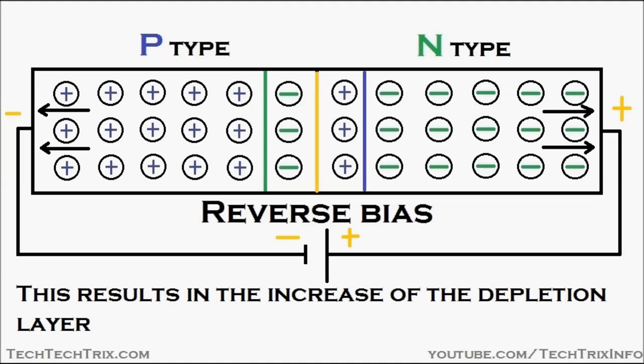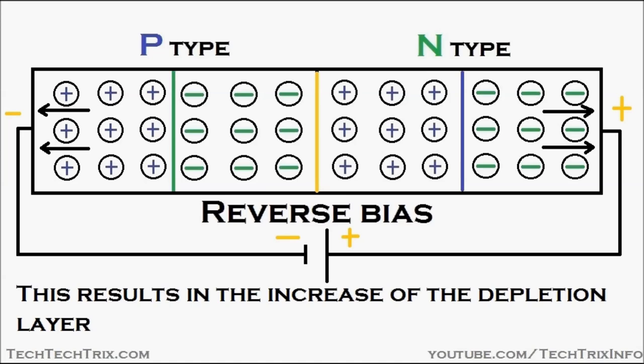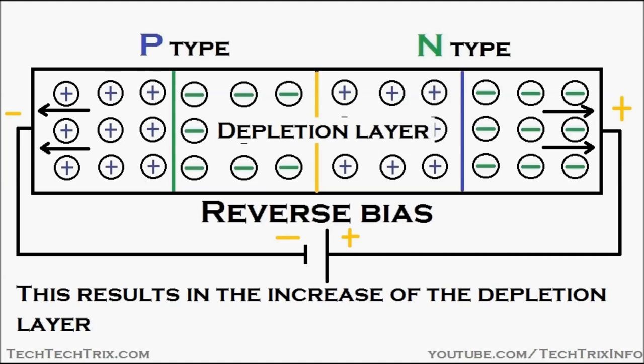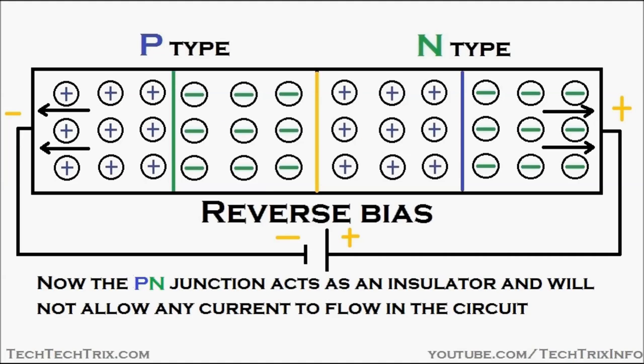This results in the increase of the depletion region, the depletion layer, or the space charge region, because you can see the electrons and holes being pulled away from the space charge or depletion layer. That's the depletion layer over there. Now the PN junction acts as an insulator and will not allow any current to flow in the circuit. This depletion layer will not allow the flow of electrons or holes in that region.